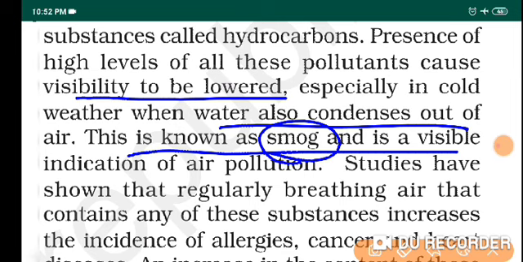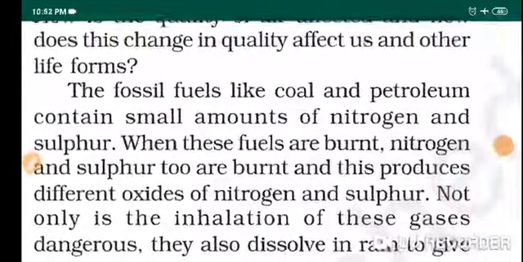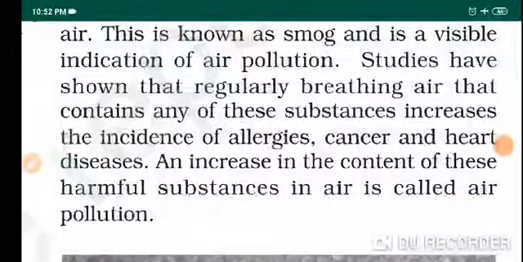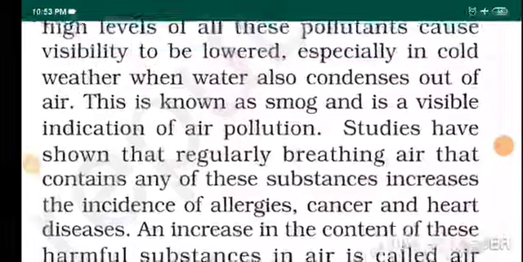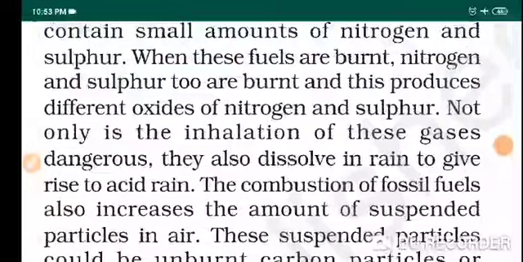Is that point clear? So if a question on short note on air pollution is asked, how should you write it? You will have to first give me the definition, which I marked for you over here in the last line. An increase in the content of harmful substance in the air is called air pollution, and then you explain how the air pollution takes place.